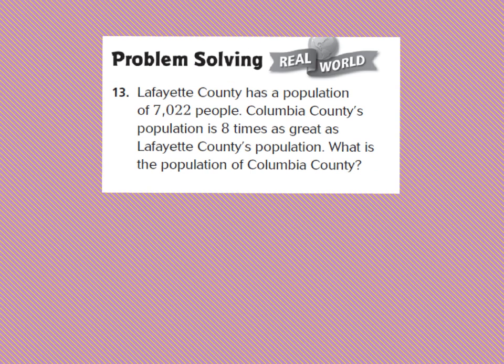Let's look at number 13. It reads, Lafayette County has a population of 7,022 people. Columbia County's population is 8 times as great as Lafayette County's population. What is the population of Columbia County? Now, our question is asking us, what is the population of Columbia County? Well, we know that it's 8 times as great as Lafayette County's, which is 7,022 people. And we need to multiply that times 8 to find the product.